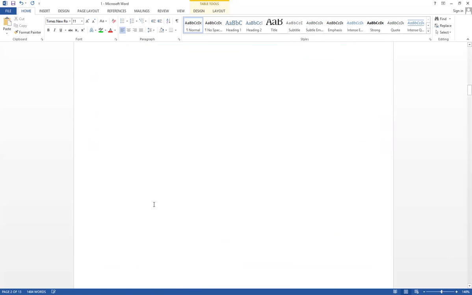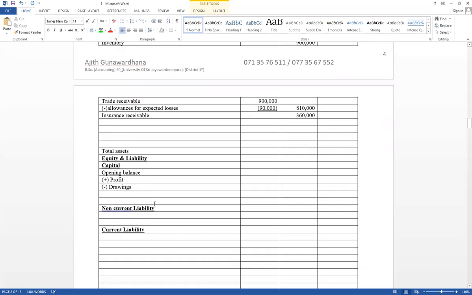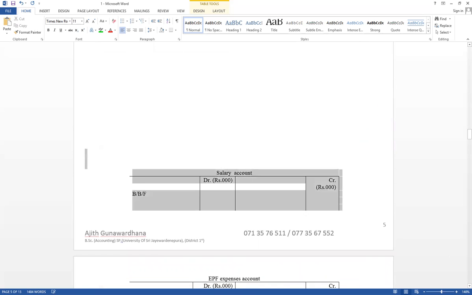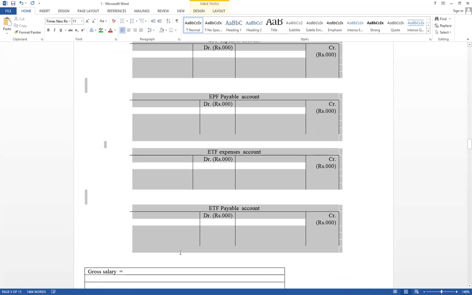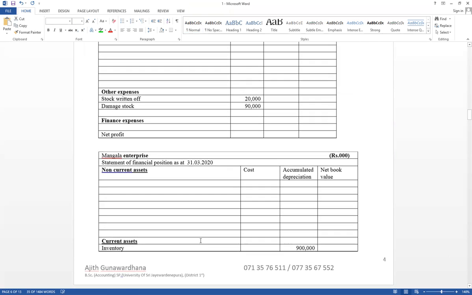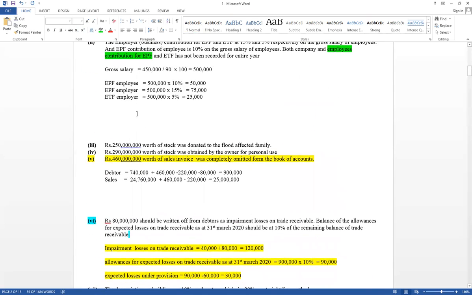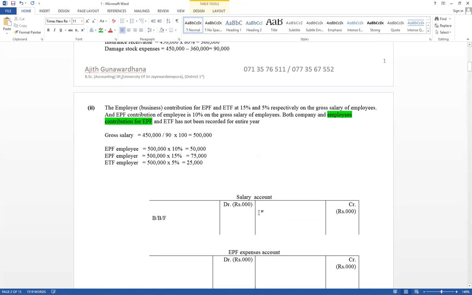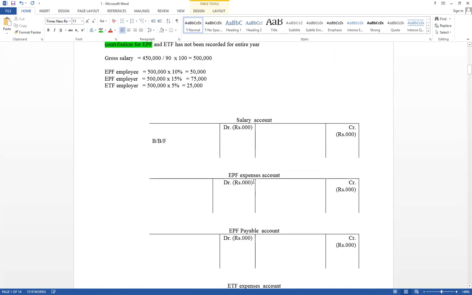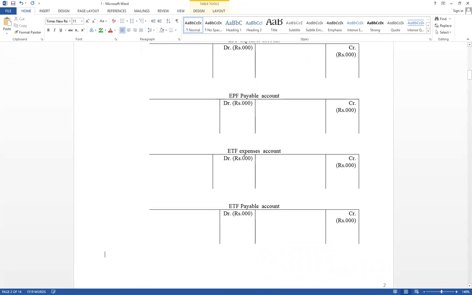You have to prepare 5 ledger accounts: salary account, EPF expense, EPF payable, and ETF expense as well as ETF payable. There are 5 ledger accounts that should be prepared now: salary, EPF expense account, EPF payable, ETF expense account, ETF payable.